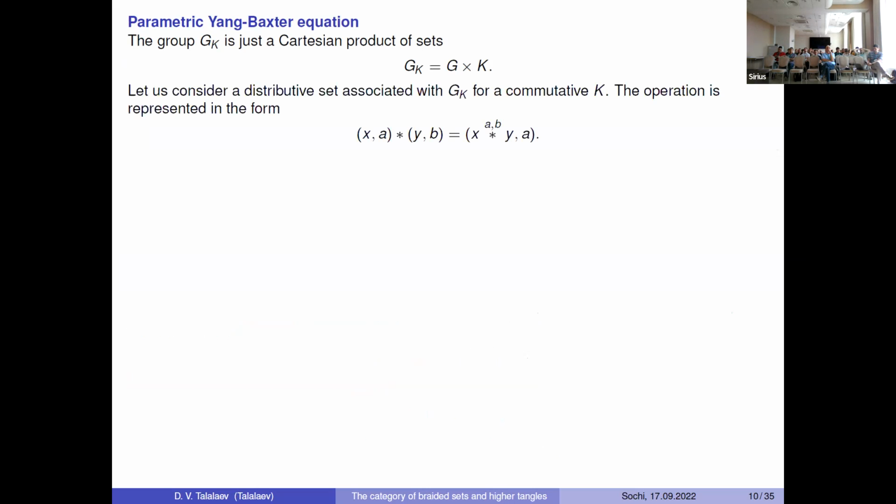Let us consider the case there. This group, as a set, is a direct product of sets G and K, and we express this operation, the group operation, and the associated self-distributive operation on the set by this formula.